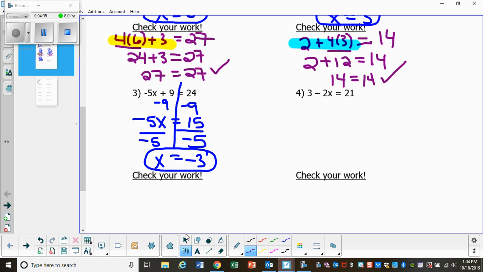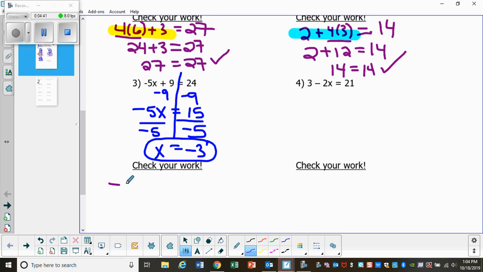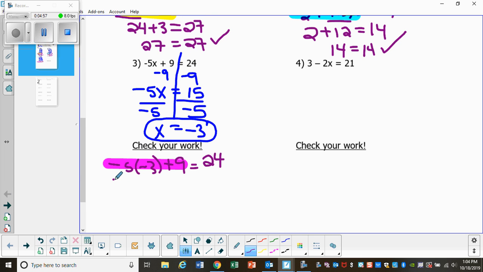When I go to check, remember again, you use your original equation. I'm going to replace x with negative 3 in parentheses. I'm going to see if this entire left side that I've highlighted, when I follow PEMDAS, gives me 24. PEMDAS says to multiply first, and that's negative 5 times negative 3, which is 15. Then add second. 15 plus 9 is 24.